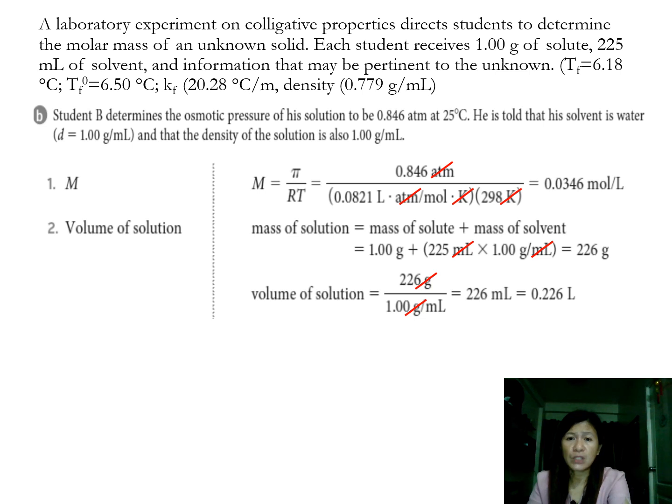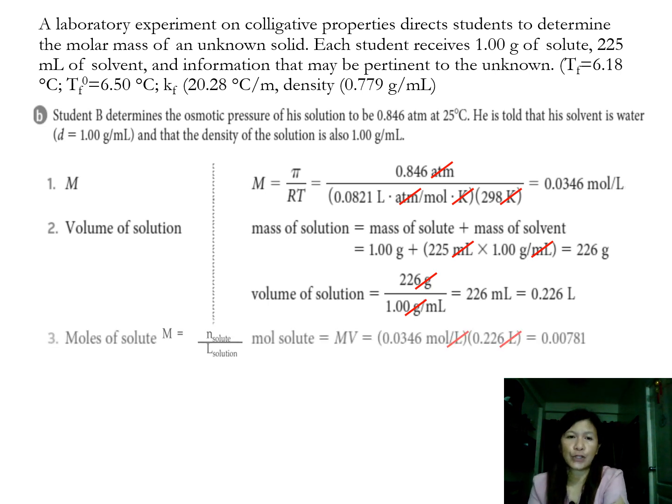So for the volume of the solution, you derive from the formula density equals mass over volume. So volume is the ratio of mass to density. So the mass of the solution is 226 divided by the density of the solution, which is also 1 gram per ml. Canceling gram, you will have 226 milliliter. So that will be equivalent to 0.226 liter.